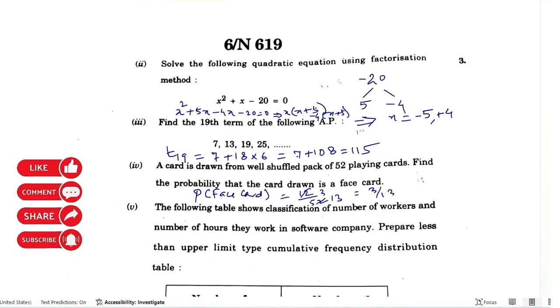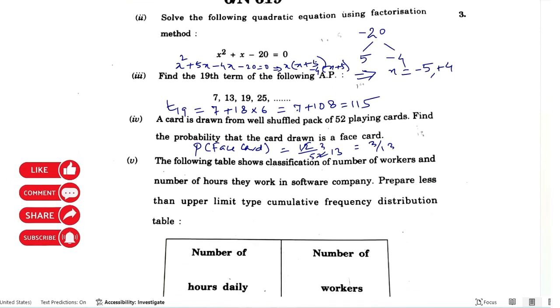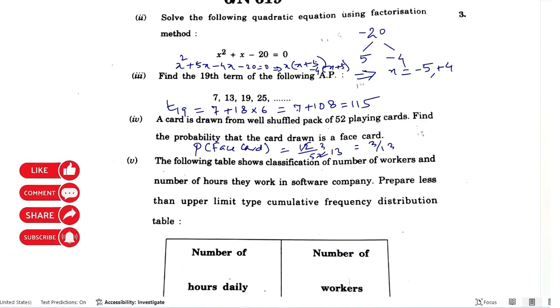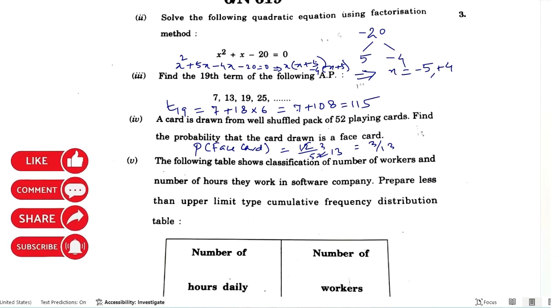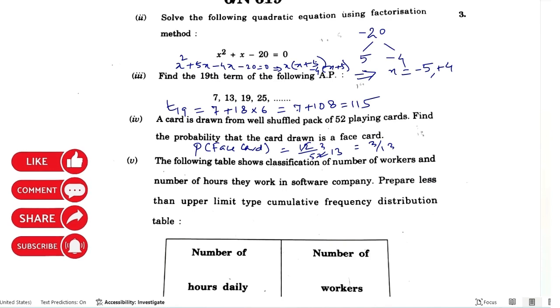Third subpart, they want us to find the 19th term, which is nothing but a plus 18d. A is 7, 18 into d will be 13 minus 7, which is 6. And the final answer will be 115.